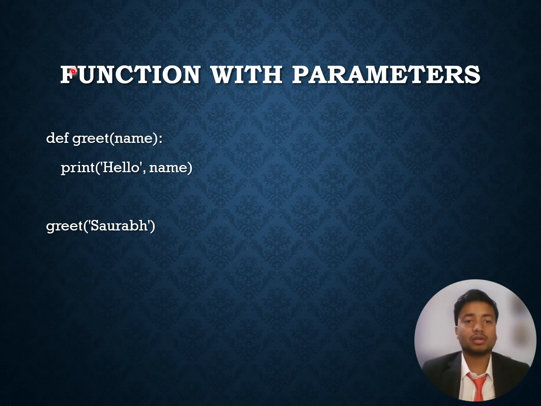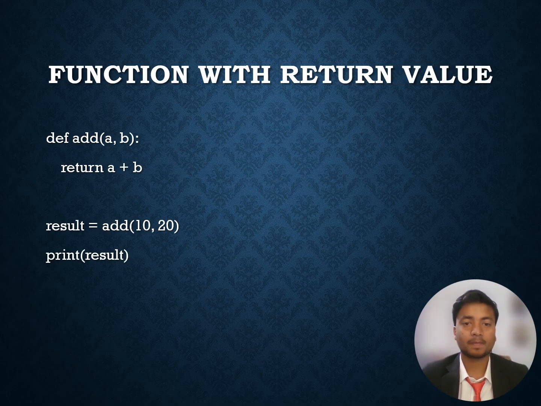Here we learn about functions with parameters. In this we have to give the parameters. Here we define greet with name, where name is a parameter. Then we print hello name, and call greet with Saurabh. The output is hello Saurabh. Shall we go to the next slide?